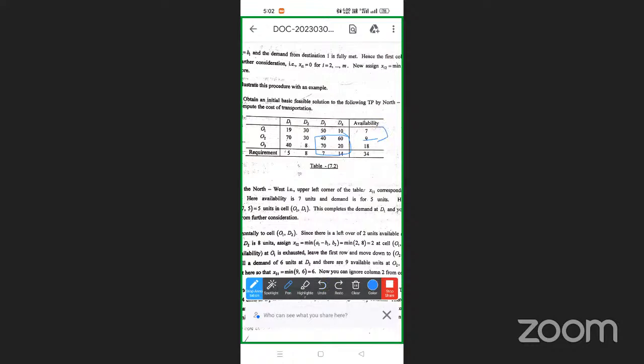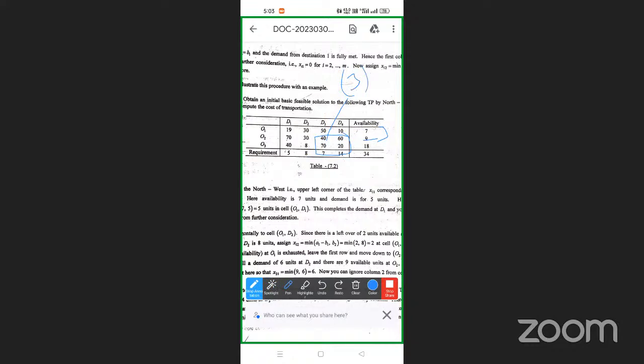So 3 is there. So remaining table 40, 60, 70, 20. In this table, the northwest corner is 40. So here allocated by 7 or 3. The minimum of 7 or 3 is 3. So 40 is allocated by 3.